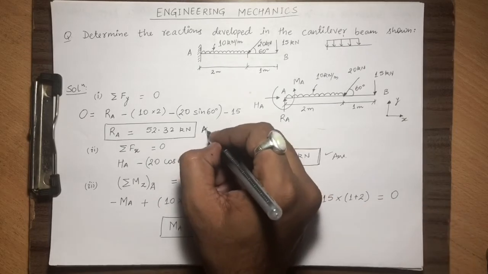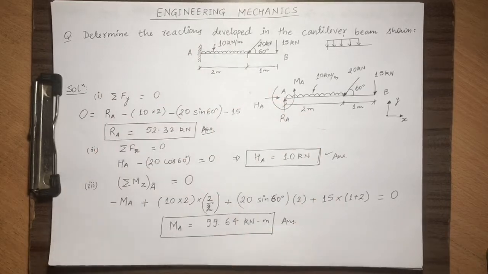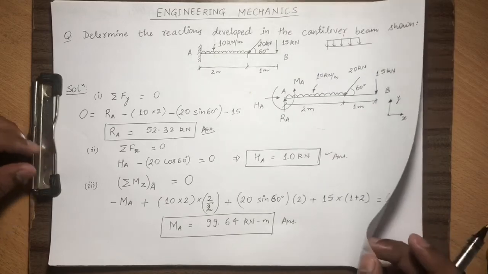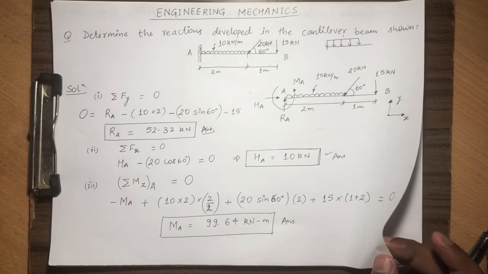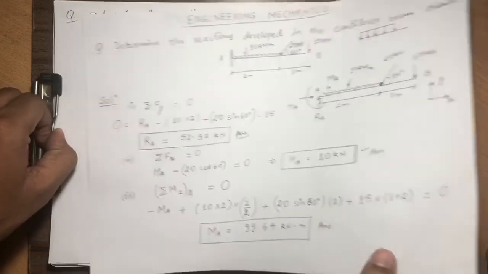So what we were asked in the question, the reactions. So the reactions are RA, HA, MA. So I hope this is clear. If you have any doubt, you are always welcome to ask the doubts.